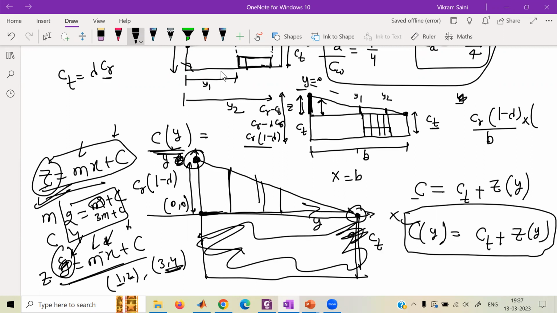Sorry, so in this graph, the value of the slope will actually be negative, no? Of course, negative. Yes.